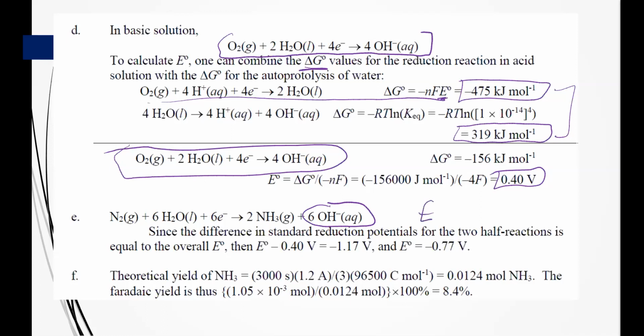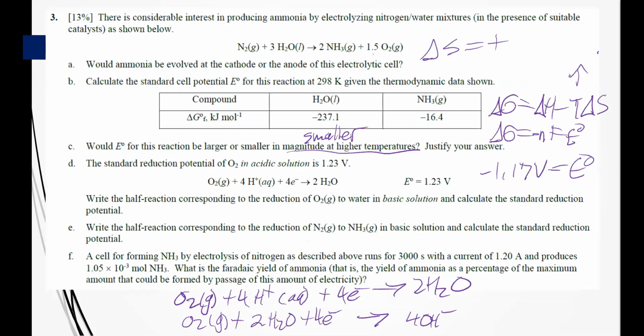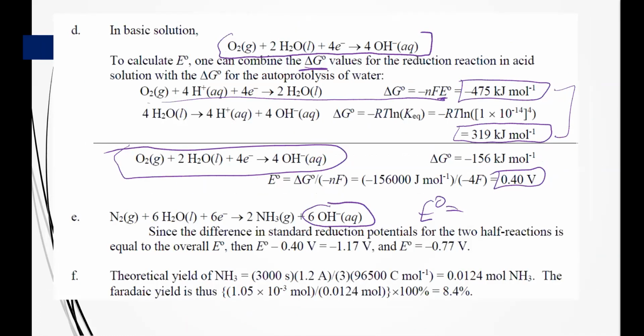So if we want to look for our E naught, it is going to be whatever we had for our nitrogen here. So where is our, oh, the 1.17 volts. That's going to be our -1. And then we're going to add to that our 0.4 volts from the basic oxidation of O2 gas. And so that's how we get -1.17 plus 0.40 volts, which gives us -0.77 volts.